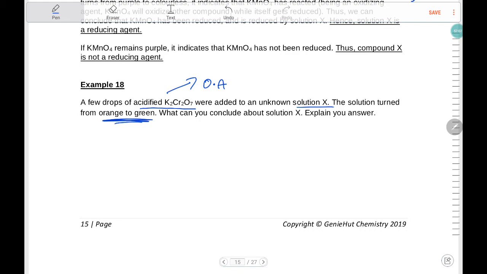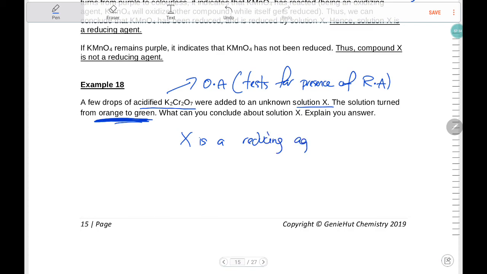What does it mean? Since we know that an oxidizing agent tests for the presence of a reducing agent, when the oxidizing agent turns color, we know that a reducing agent is present. I repeat, when an oxidizing agent turns color, it indicates that the reducing agent is present. So in this case, I can conclude that X is a reducing agent.